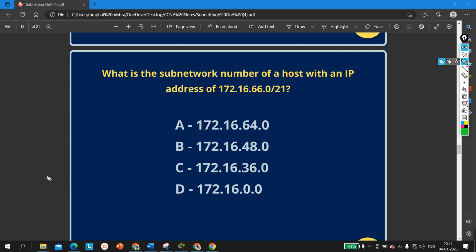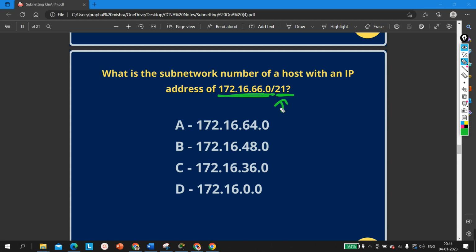This one is the network ID. You can say subnetwork ID. Maybe this one is a valid IP address, right? It can be a valid IP address, yes or no? Yes, it can be valid. See here, the CIDR value is 21. So it can be a valid IP address.